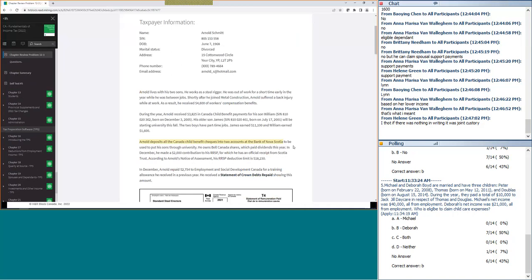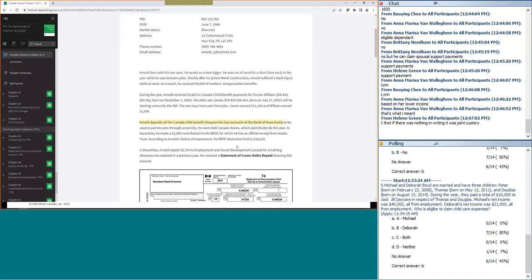Okay, so during the year, he received Canada Child Benefits for his son, William, and his older son, James. He put the money into bank accounts at the Bank of Nova Scotia in the children's names, separate accounts just for Canada Child Benefit, not mixed with anything else. That's important, okay? Both boys have part-time jobs. James earned $11,100. William earned $1,600.